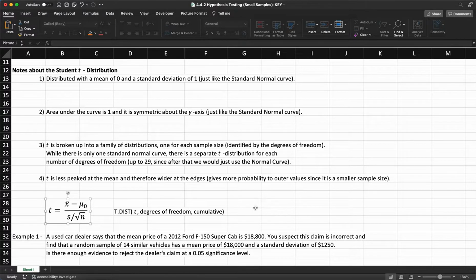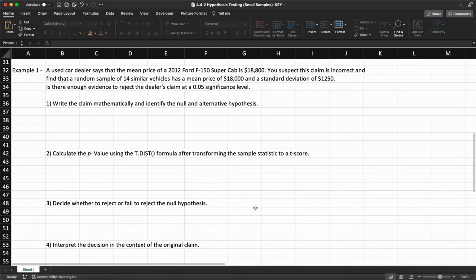So here we have a used car dealer that says that the mean price of a 2012 Ford F-150 Super Cab is $18,800. You suspect this claim is incorrect and find a random sample of 14 similar vehicles, and they have a mean price of $18,000 and a standard deviation of $1,250. So now we want to know, the rest of this hypothesis testing stuff is exactly the same. Is there enough evidence to reject the dealer's claim at a 0.05 significance level?